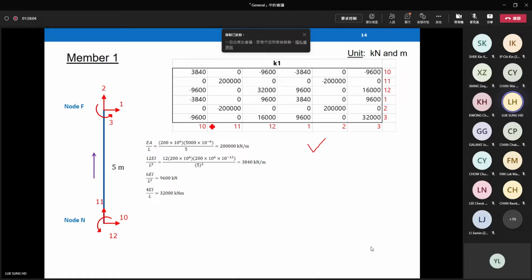Code number order: 10, 11, 12, 1, 2, 3. We start from node n: nx is 10, ny is 11, and nz is 12. Nx, ny, and nz is the common order we follow, and then fx, fy, fz: 1, 2, 3. It helps you to construct the structure stiffness matrix later.